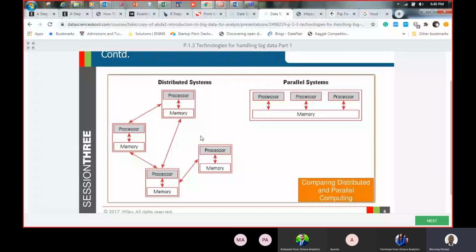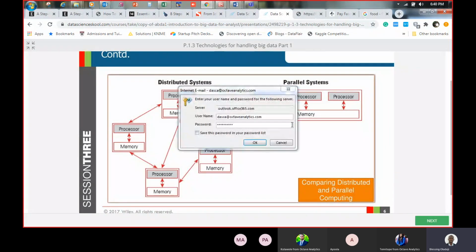So if you look at this, this is a distributed computing system, and this is a parallel computing system. For the distributed computing system, these are independent computers that are connected together. So if you break this network, the distributed system will still be functional. If you remove one of these, the distributed system will still be functional. But the parallel system has multiple processors, but only one single memory.